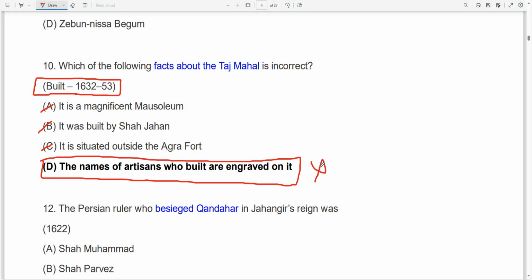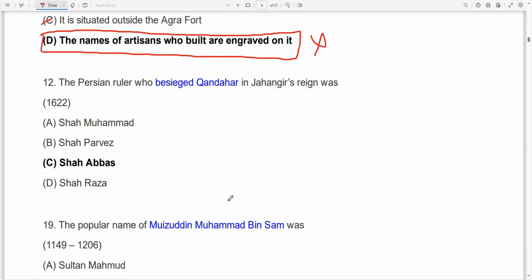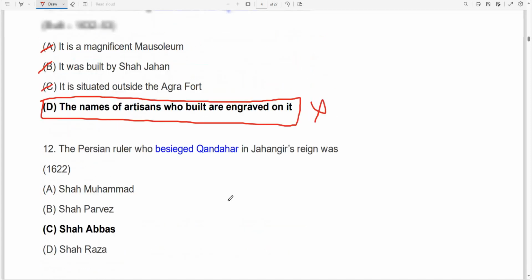So what are the correct statements regarding Taj Mahal? Of course, it's a magnificent mausoleum. It was built by Shah Jahan. It is situated outside Agra. Moving on to the next, Agra Fort. Actually, it is situated outside Agra Fort.